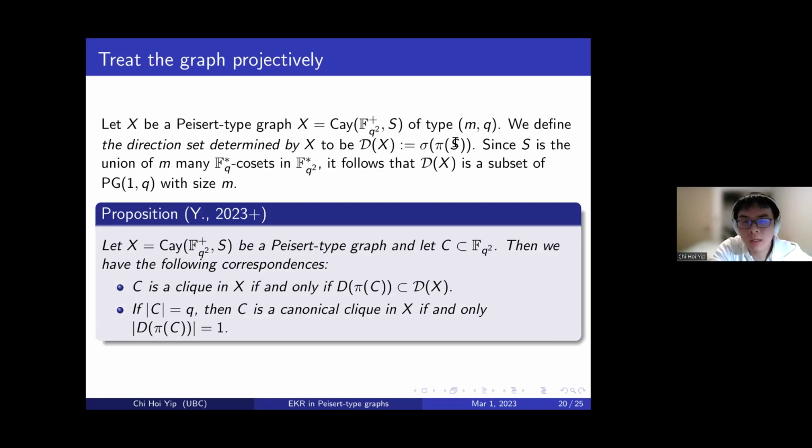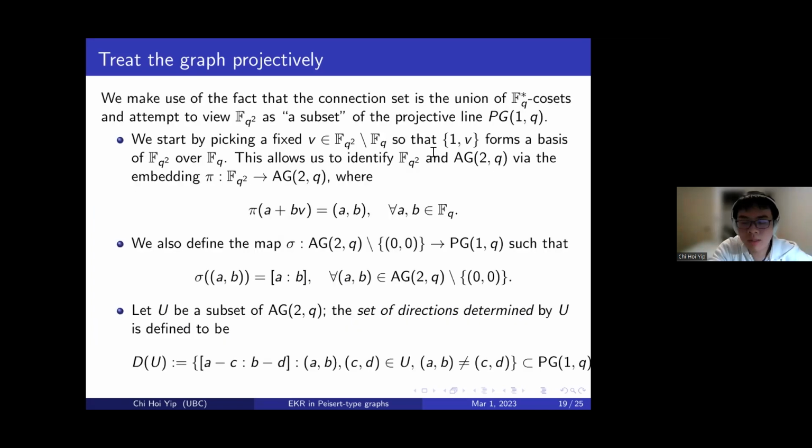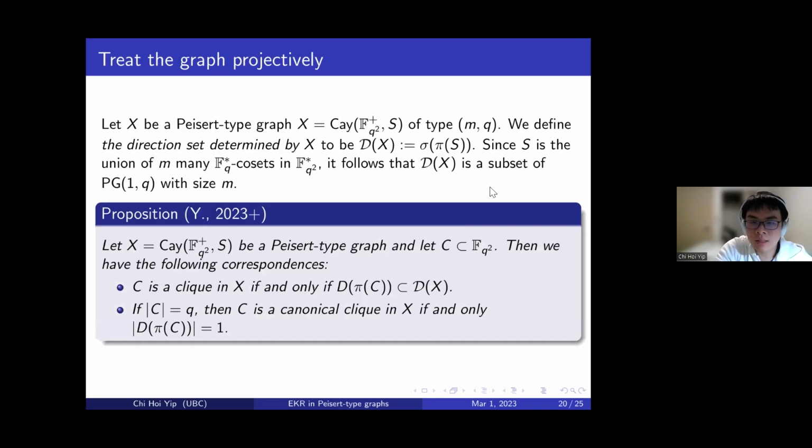First we use the map pi to embed S into the affine plane. And then we use the map sigma to map it to a subset of the projective line, so that this is a subset of PG(1,q). I call this the direction set determined by X. This is really the realization of the connection set as a subset of the projective line.